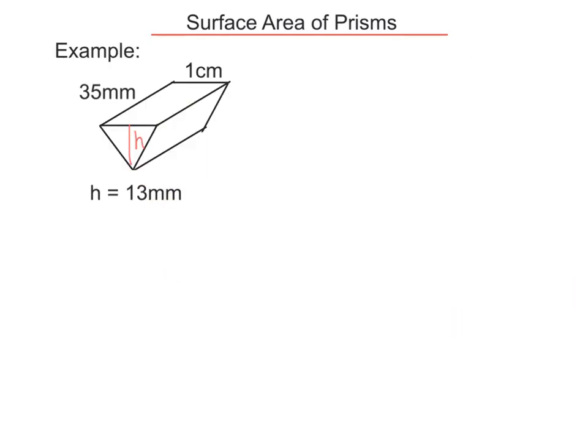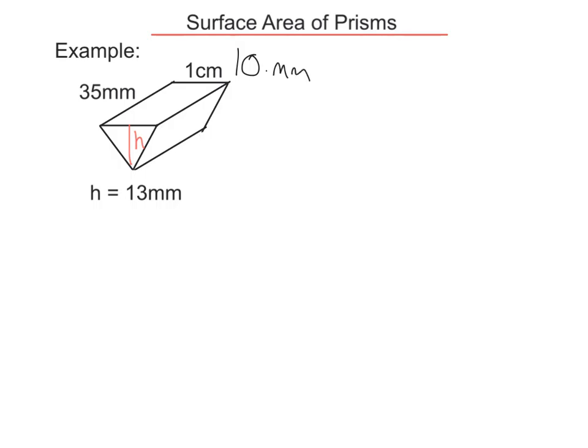So here's another example. There's a bit of a trap in this one. Notice that this measurement here is in centimetres and the other two are in millimetres. We need to make them the same. So if I've got 1 centimetre and I want to change it to millimetres, I need to move the decimal point one place to the right or multiply by 10, and I'll get 10 millimetres.